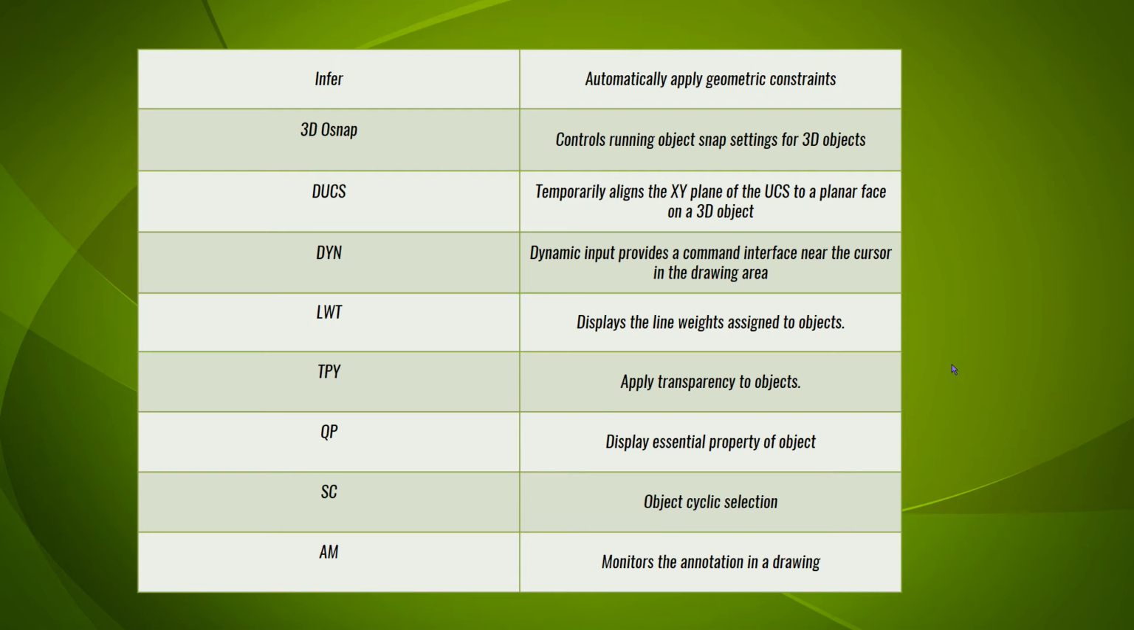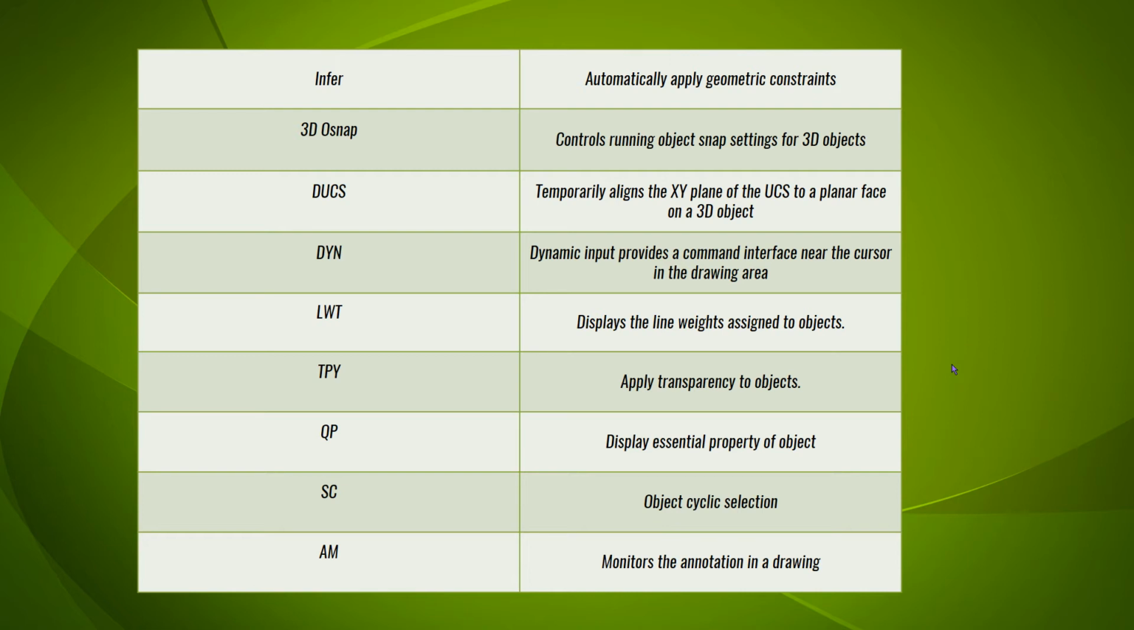3D OSnap. 3D OSnap controls running object snap settings for 3D objects, like the endpoint or the corner of a 3D solid. The next one is DUCS, that is Dynamic UCS. We have already discussed UCS in our previous videos. DUCS will help you to dynamically align your UCS according to your 3D object. The next one is DYN, that is Dynamic Input. Dynamic Input provides a platform to input your data dynamically.